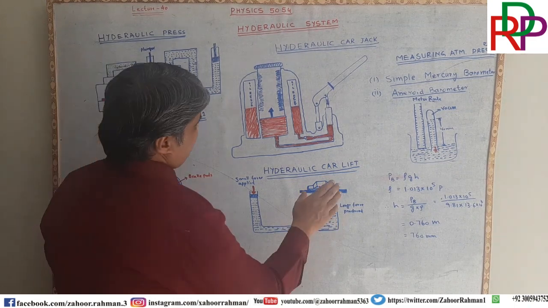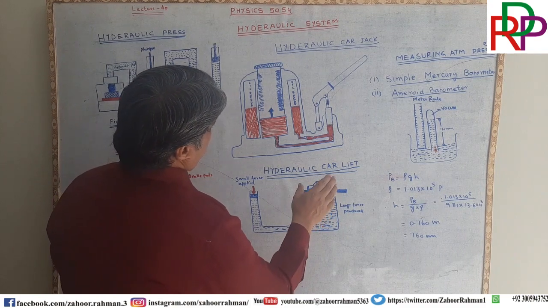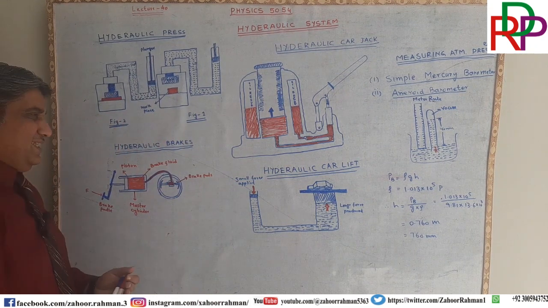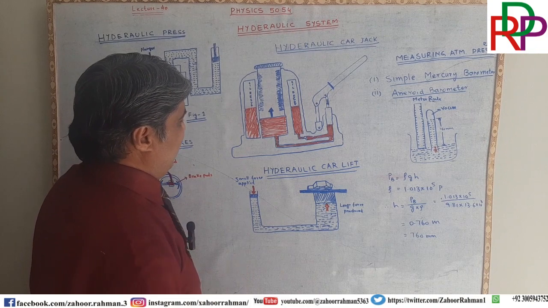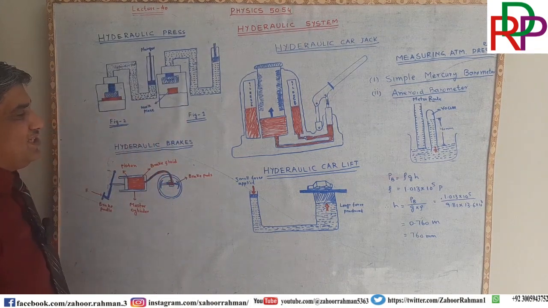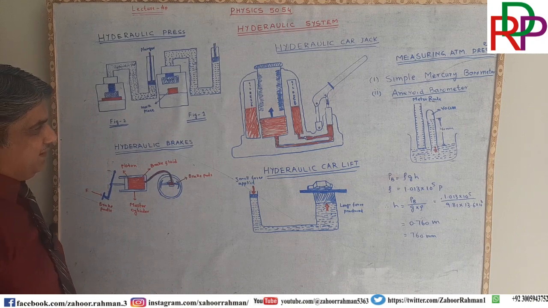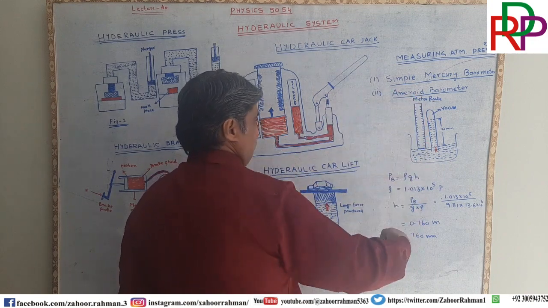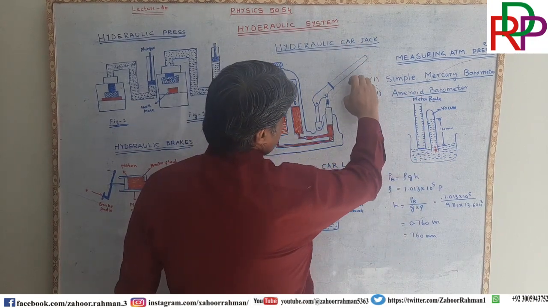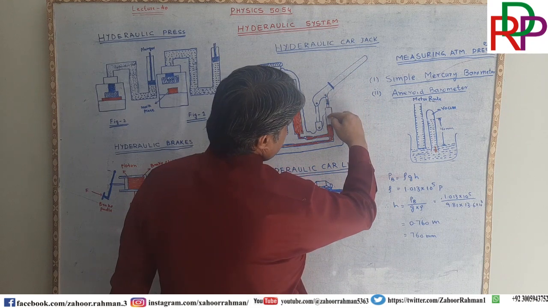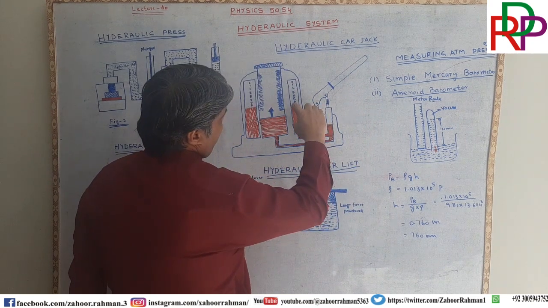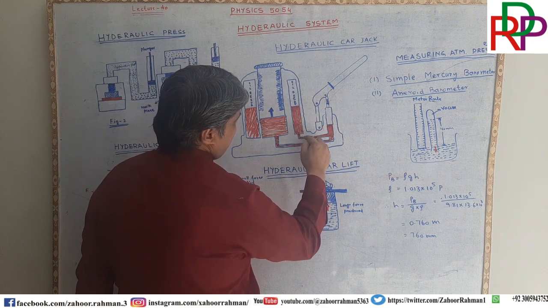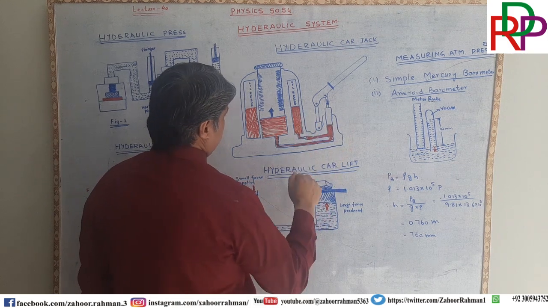There is a term, ladies and gentlemen, written in your book, and that is called hydraulic car jack. You might have seen the hydraulic car jack when you want to change the tire of a vehicle. Ladies and gentlemen, there is a shaft which can be pressed like this, and when we press this, we are actually pressing this cylinder. There is an oil reservoir, and that oil reservoir is giving oil to this particular portion.